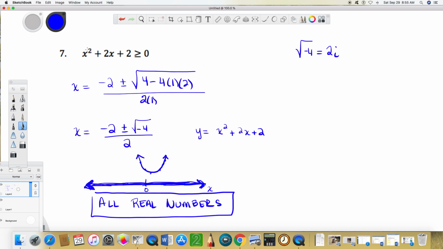What if we pick 1? Then we've got 1 plus 2 plus 2. That's 5, and 5 is greater than or equal to 0. What if we pick negative 1? We'll have 1 minus 2, which is negative 1, plus 2 will have 1, and 1 is greater than or equal to 0. Any number that we pick and plug in is going to result in a number that is non-negative, that is 0 or positive. So my solution set is all real numbers.